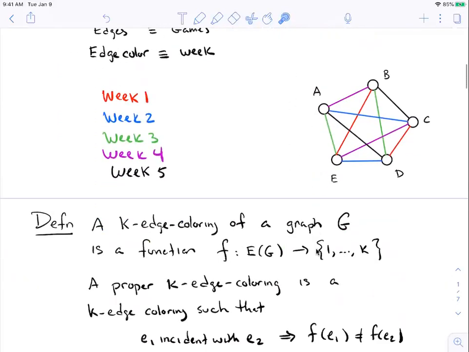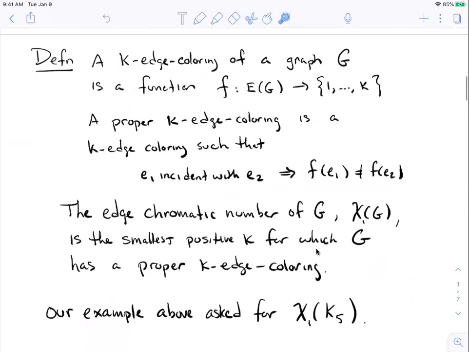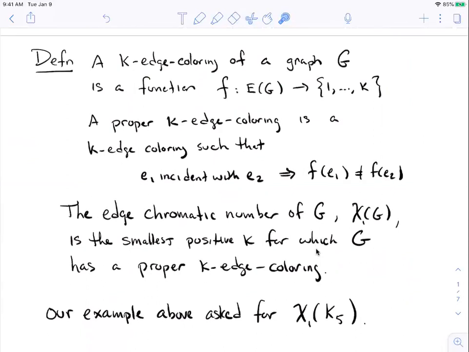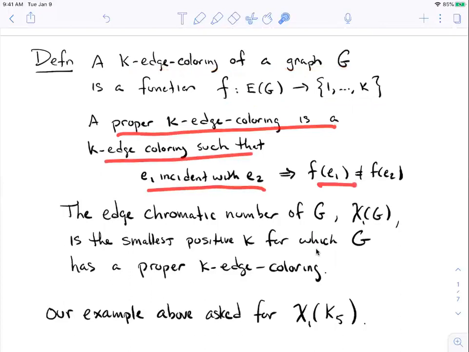Let's give ourselves some terminology and then we'll get to work. Okay, so we're going to call a k-edge coloring of a graph a function from the edge set into a set of numbers 1 to k. I think of those numbers as colors. There's no restriction on that, so any function from the edge set into it. A proper k-edge coloring is a k-edge coloring in which any time 2 edges are incident, they don't get the same color.